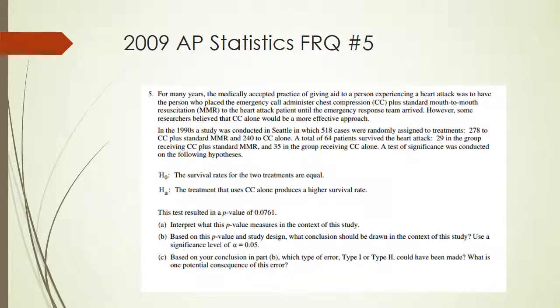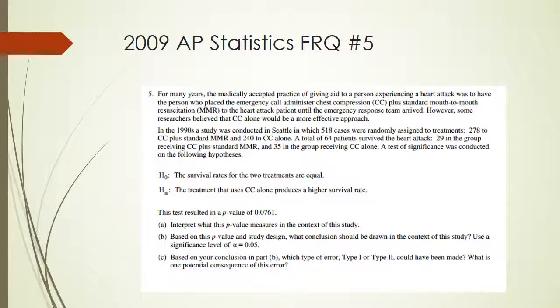In the 90s, a study was conducted in Seattle in which 518 cases were randomly assigned to treatments, 278 to CC plus standard MMR, and 240 to CC alone. A total of 64 patients survived the heart attack, 29 in the group receiving CC plus standard MMR, and 35 in the group receiving CC alone.